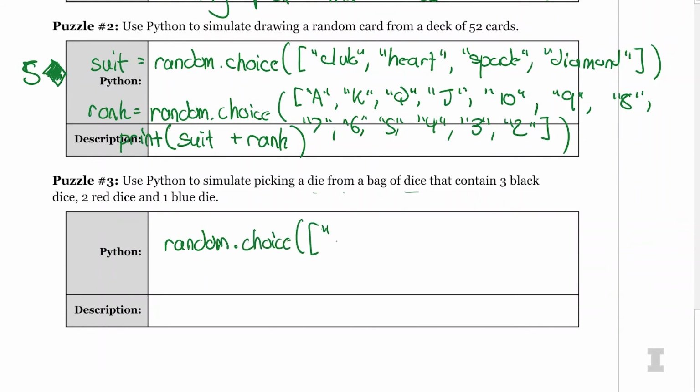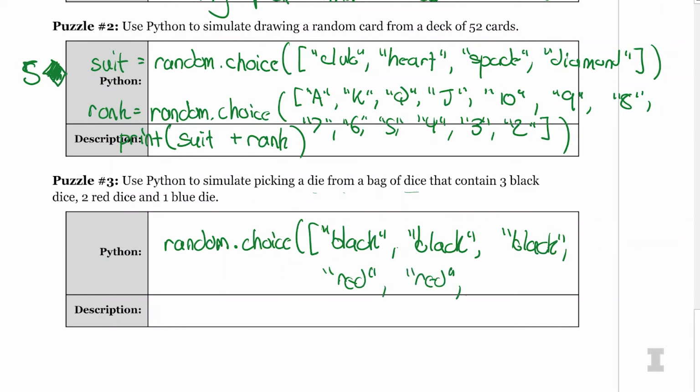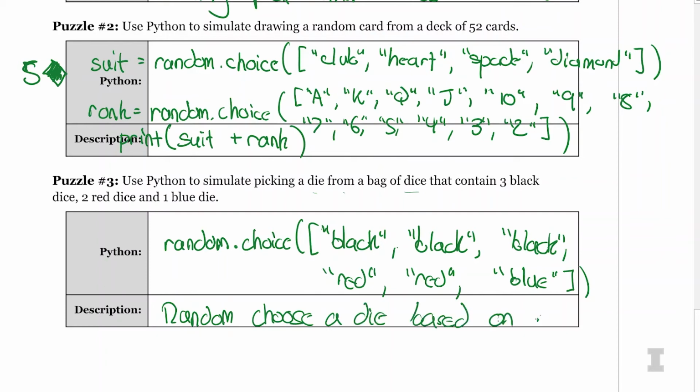And have my list contain black 3 times for the 3 black dice. So I'm just repeating the exact same word 3 times. Then red twice for the 2 red die. And finally, blue once for the 1 blue die. Close out my list, close out my parentheses, and this will randomly choose a die based on the frequency of dice in a bag.